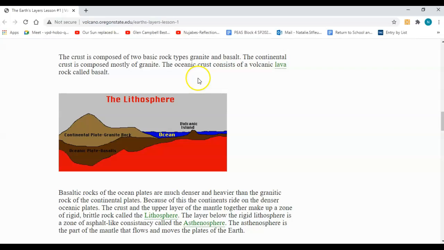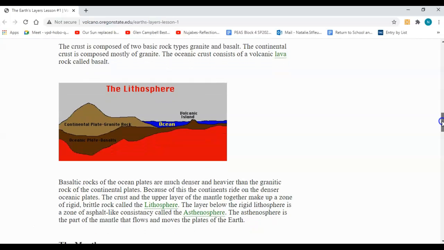The crust is composed of 2 basic rock types, granite and basalt. The continental crust is composed mostly of granite. The oceanic crust consists of a volcanic lava rock called basalt. Basaltic rocks of the ocean plates are much denser and heavier than the granite rock of the continental plates. Because of this, the continents ride on the denser oceanic plates.